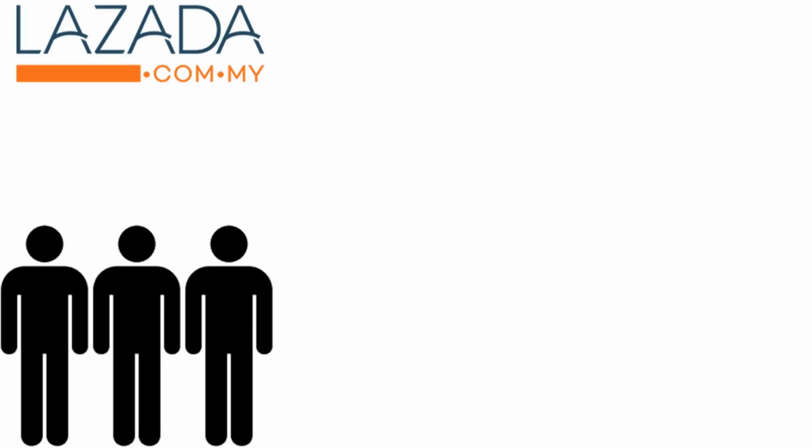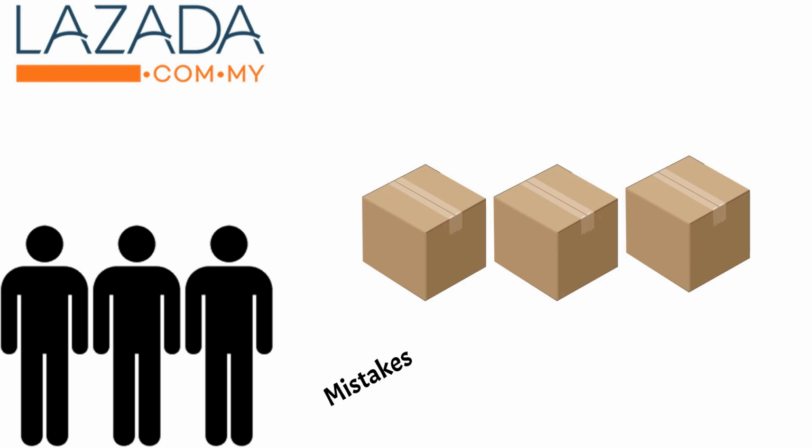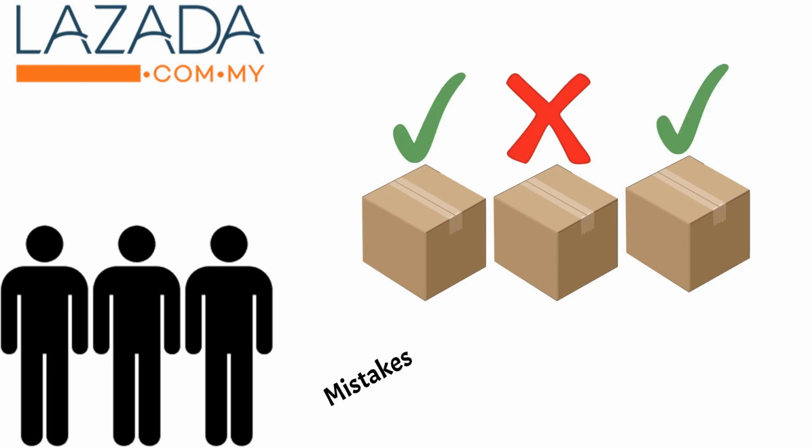We are all human, and the people who work at Lazada are human as well. As humans, we tend to make mistakes. Sometimes deliveries end up being delivered to the wrong place, or they might have been packaged with the wrong item. What Lazada can do to avoid these problems is appoint someone to ensure that these mistakes don't happen again in the future.